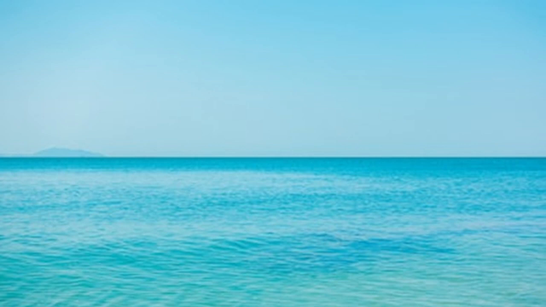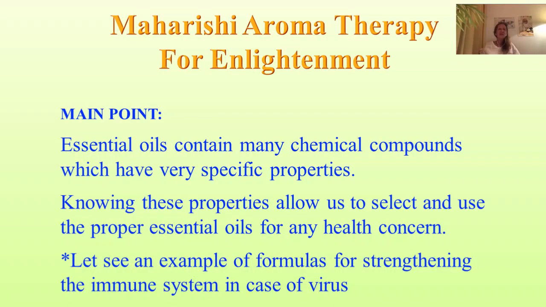Right. Main point: essential oils contain many chemical compounds. We have just seen that the essential oil contains many chemical compounds which have very specific properties. Knowing these properties allows us to select and use the proper essential oils for any health concern. Let's see an example of a formula for strengthening the immune system in case of virus.